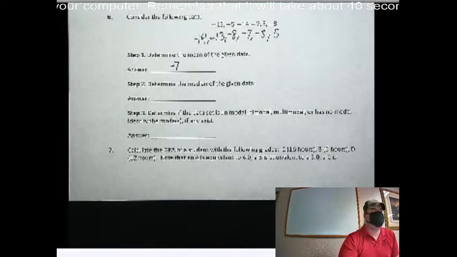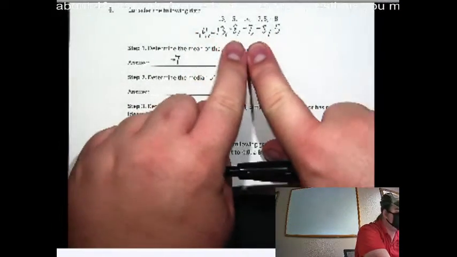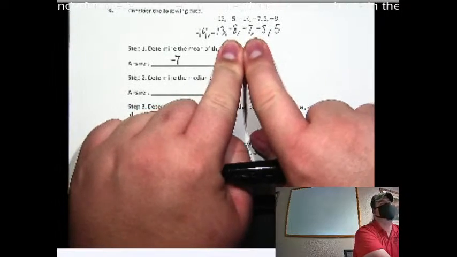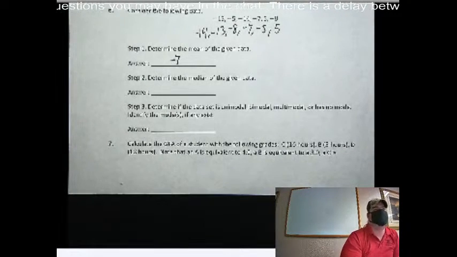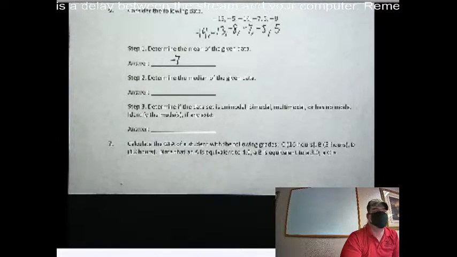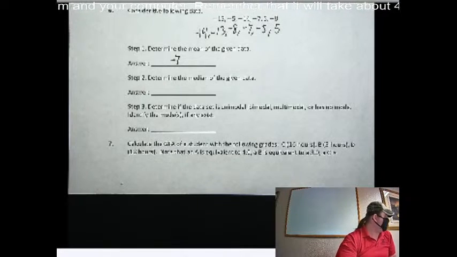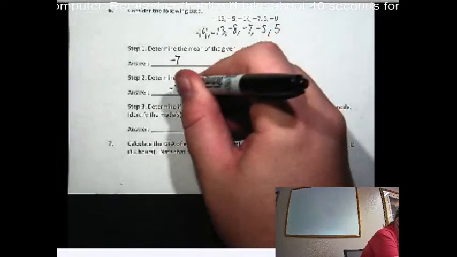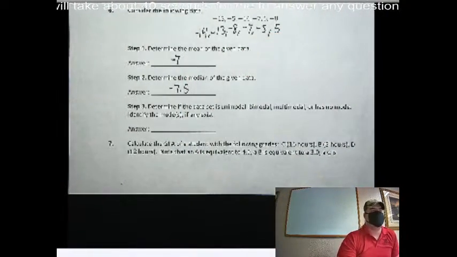How about our median? That's our middle number. So let's see. If we go to the middle here, we've got two numbers in the middle. So we need to find the number directly between negative 8 and negative 7. What would that be? What's between negative 8 and negative 7? Negative 7.5. Good. Of course, you could add them and then divide by 2 to get the same answer.